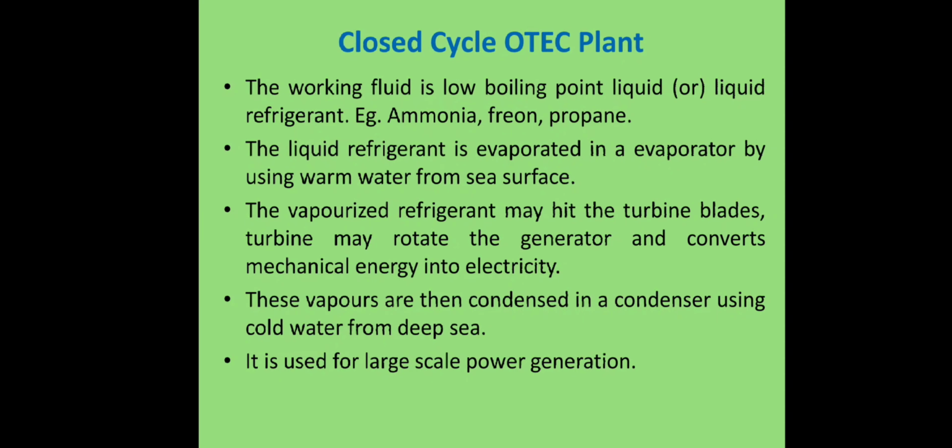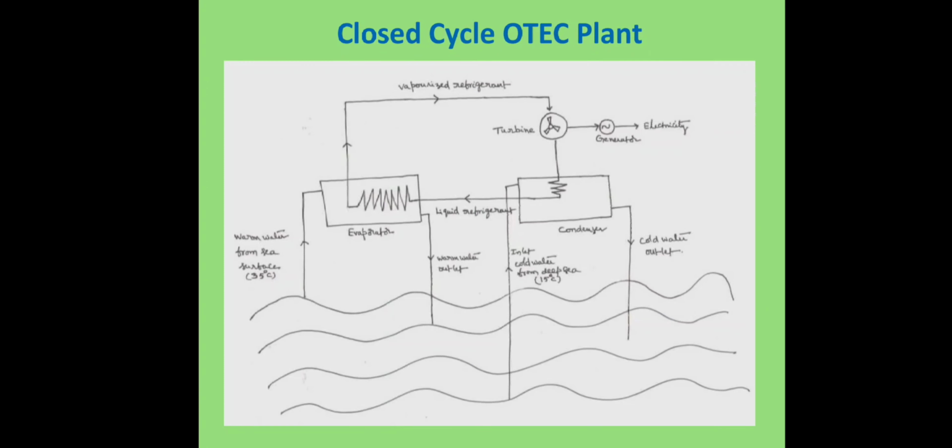The working fluid is a low boiling point liquid or liquid refrigerant, for example ammonia, freon, propane. The liquid refrigerant is evaporated in the evaporator by using warm water from the sea surface. The vaporized refrigerant hits the turbine blades. The turbine rotates and generates electricity by converting mechanical energy into electricity. These vapors are then condensed in the condenser using cold water from the deep sea. It is used for large scale power generation, and we see the closed cycle OTEC plant in a diagram.